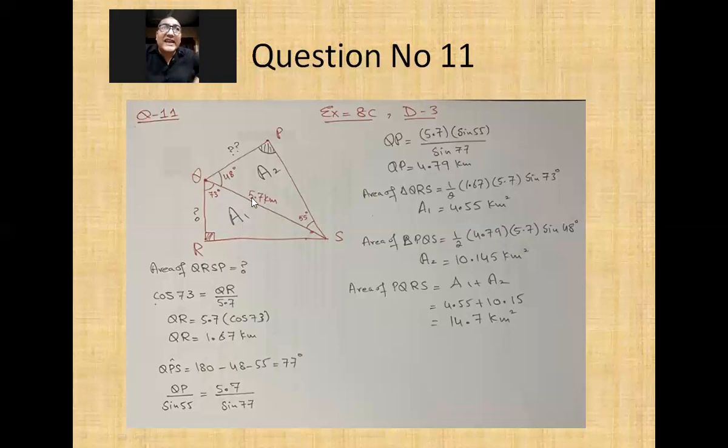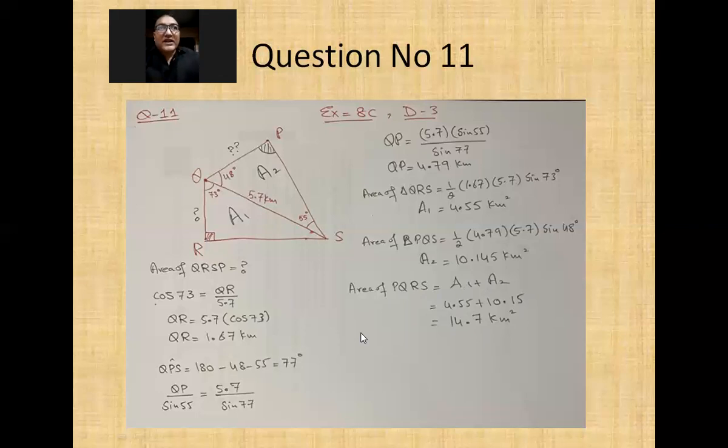Once you know the area of this triangle and you know the area of this triangle, you can add them up, and that will give you the area of the whole figure. So the area of PQRS is equal to area 1 plus area 2, and that will be 4.55 plus 10.15, which is 14.7 kilometers squared. So this is the area of this whole figure.